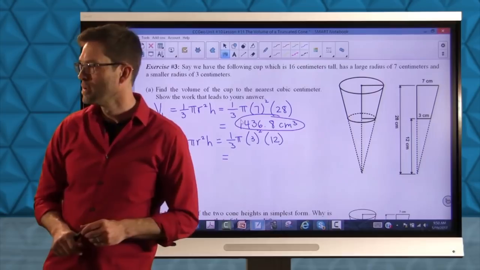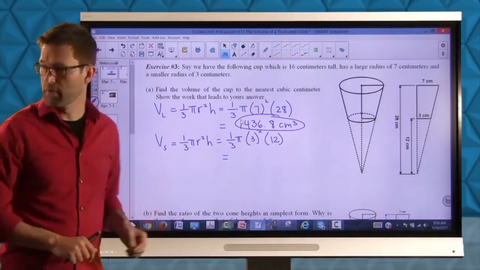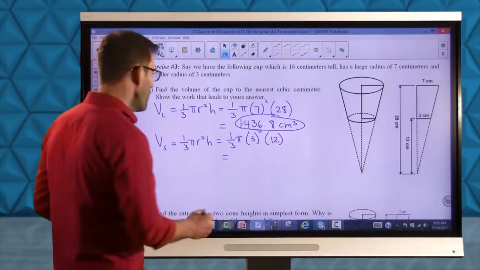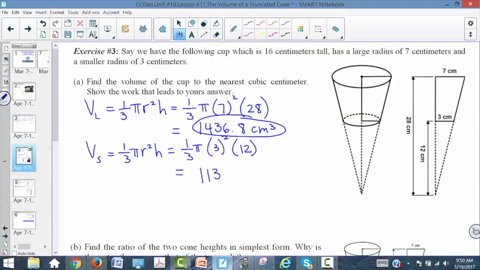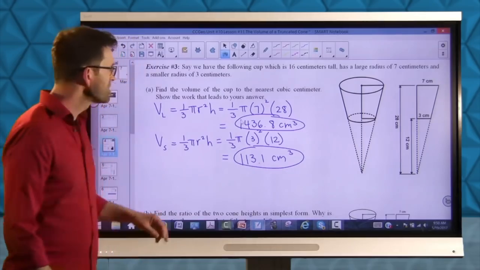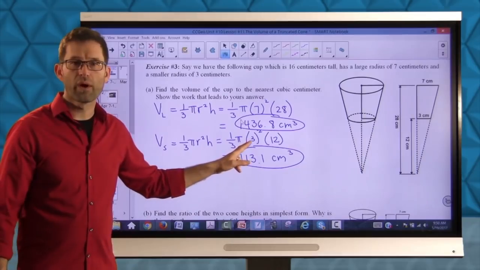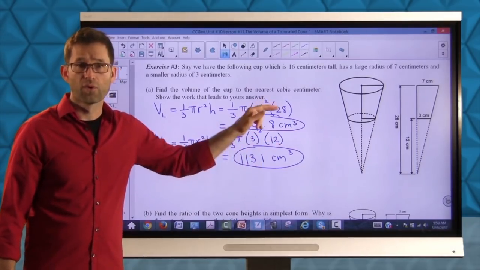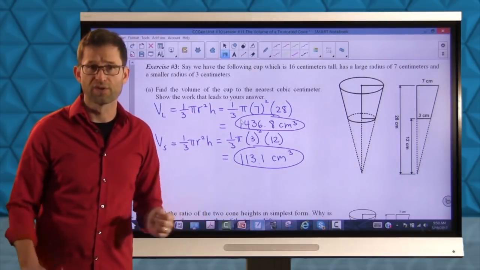Absolutely. Great. And the volume of the smaller cone, I worked out previously, 113.1. By the way, that might seem much, much smaller, and it is. All right, and it's much smaller because we've got a 3 squared, which gives us a 9, versus a 7 squared, which gives us a 49. And of course, those 12 and 28, those also compare.